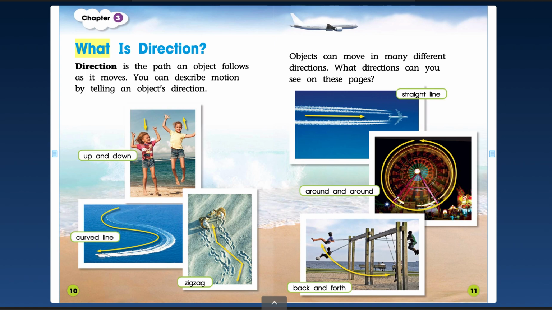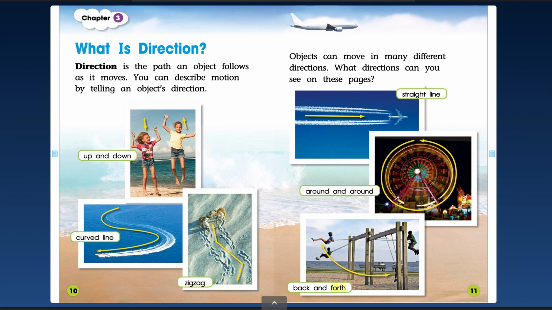Chapter 3. What is direction? Direction is the path an object follows as it moves. You can describe motion by telling an object's direction. Objects can move in many different directions. What directions can you see on these pages? Up and down, curved line, zigzag, straight line, around and around, back and forth.